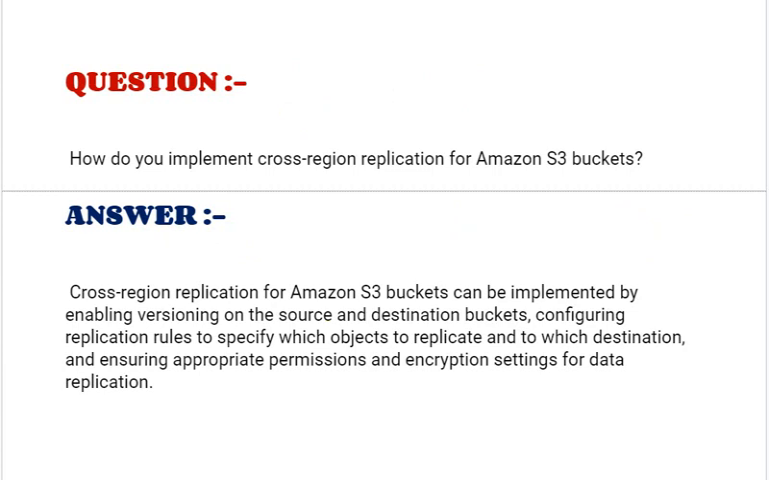Our interview question based on SysOps Administrator Associate is: how do you implement cross-region replication for Amazon S3 buckets? Your answer should be: cross-region replication for Amazon S3 buckets can be implemented by enabling versioning on the source and destination buckets, configuring replication rules to specify which objects to replicate and to which destination, and ensuring appropriate permissions and encryption settings for data replication.